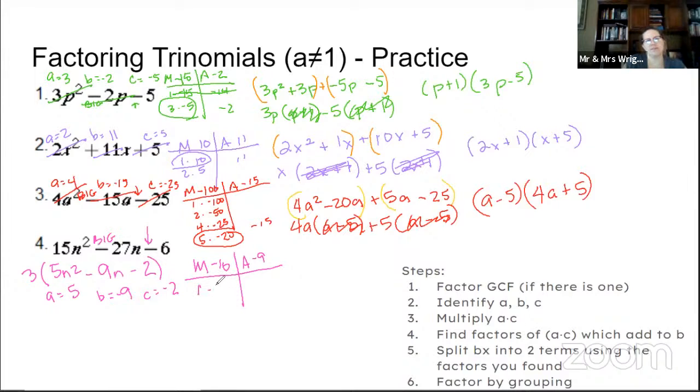1 times negative 10, 2 times negative 5, 3, 4, and 5. We're back at it. So 1 plus negative 10 is negative 9. We're done. This is our answer.